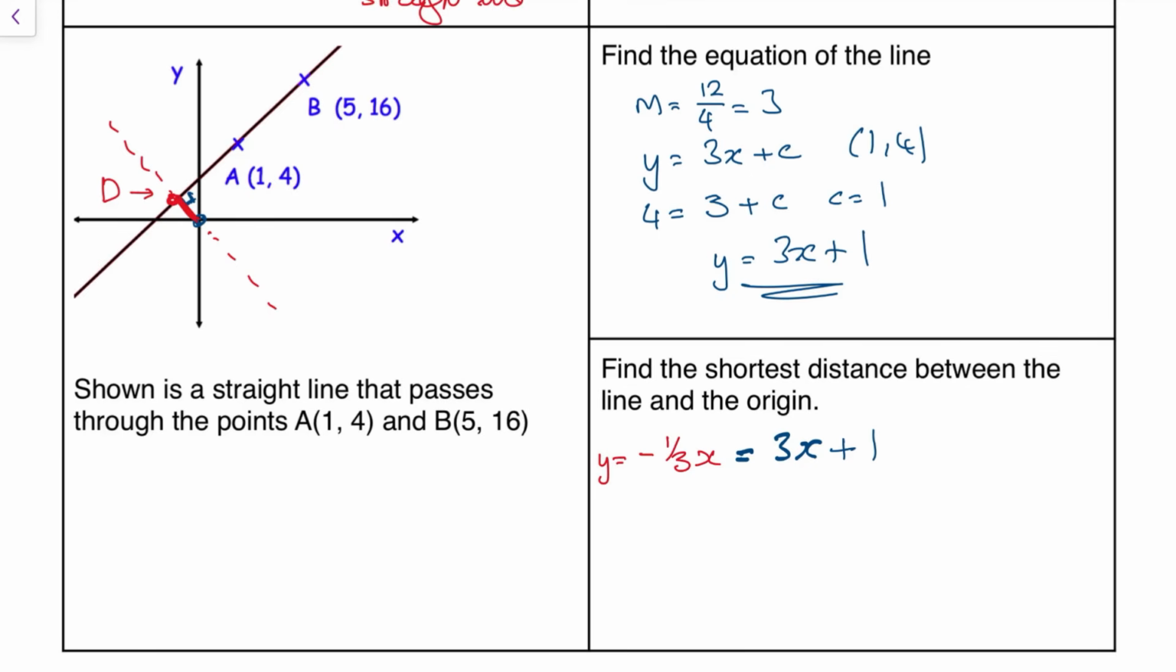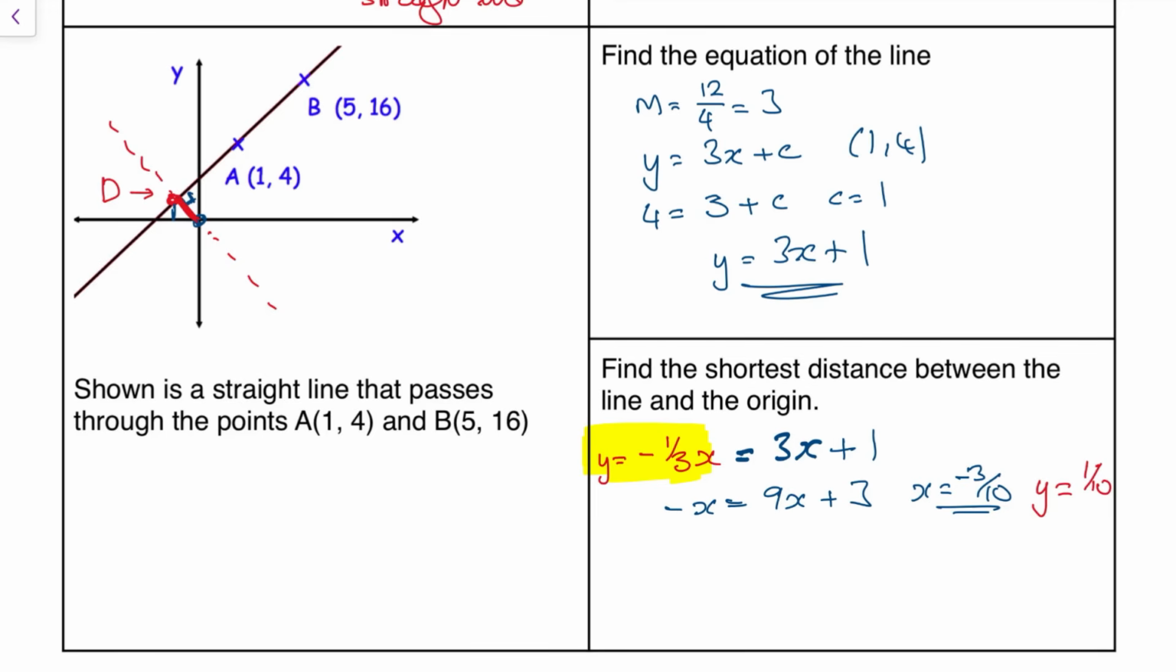Now, a few ways of doing this, but common phrase, if you've seen other videos of mine, multiply everything by 3, which gives me minus x is equal to 9x plus 3. And then I'm going to add x to both sides and divide by 3, which is going to tell me that x is equal to minus 3 over 10. And look at my diagram, minus 3 over 10 kind of looks about right. Now I'm going to use this equation here. I can use either equation, but this is the easiest one. So if x equals minus 3 over 10, then y is minus a third of that, which means my y is going to be 1 over 10.